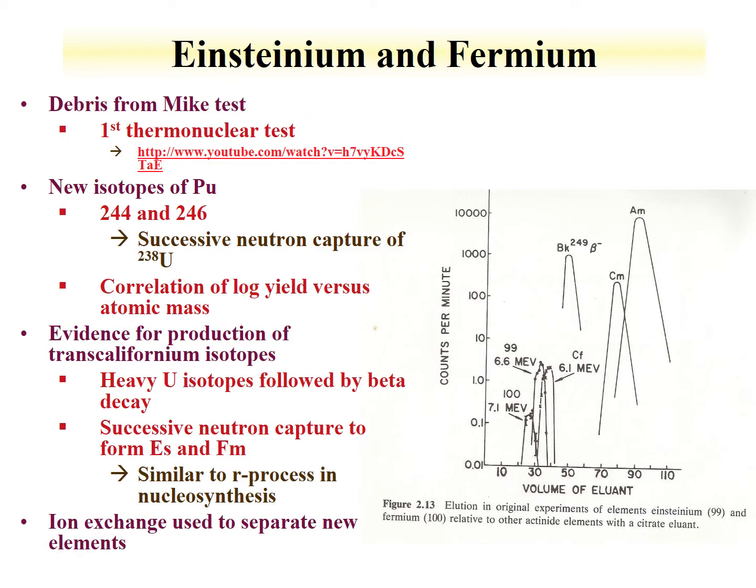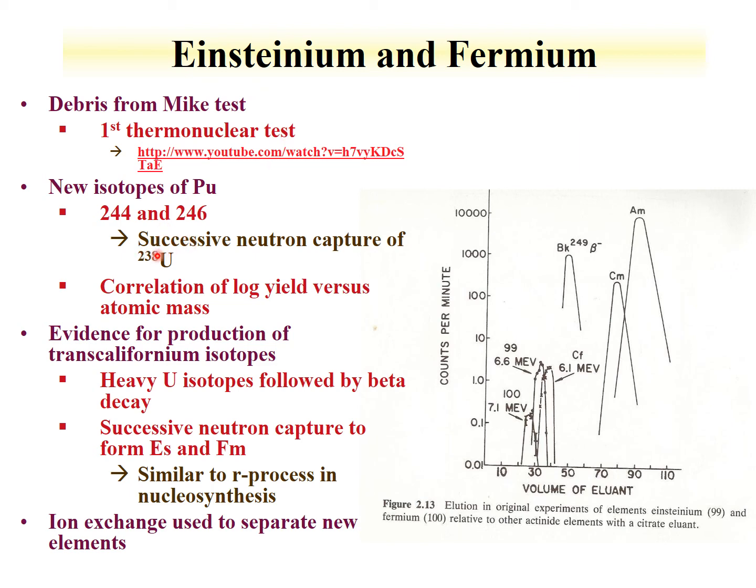Einsteinium and fermium. Well, we made a little change here. They were actually first produced in the thermonuclear test, the Mike test. You can see information about the Mike test on this YouTube video. There were also new isotopes of plutonium, plutonium-244 and plutonium-246. The thermonuclear test, a hydrogen bomb.